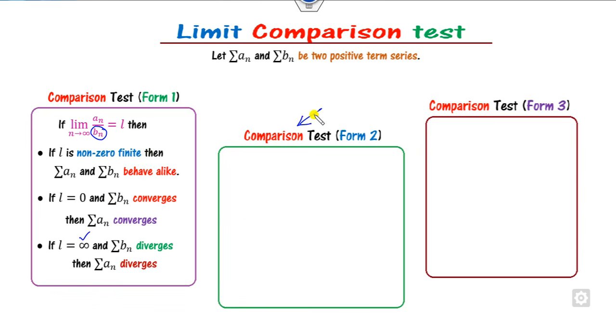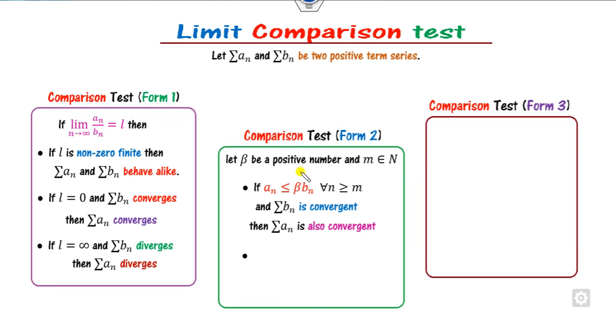Second form of the limit comparison test. If you take any positive number beta, and you prove that a_n is less than beta times b_n, then depending upon the nature of b_n, if it is convergent, then a_n is also convergent. However, if this sign is changed to greater than, and you prove b_n is divergent, then a_n is also divergent.